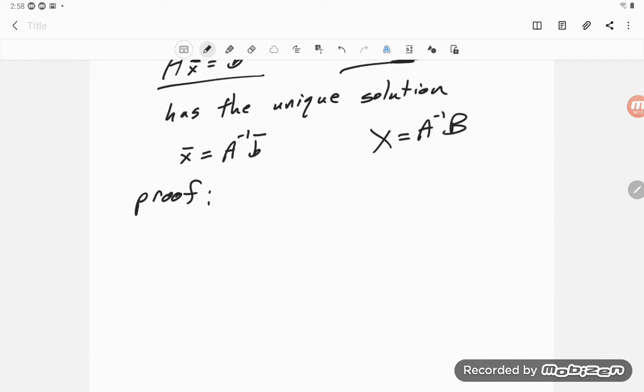Okay, and the proof that they do, they do two separate parts. So see, they say it's a unique solution. Well, it's unique and it's a solution. So first they talk about uniqueness.